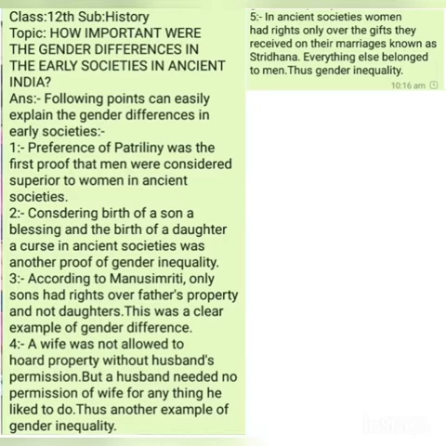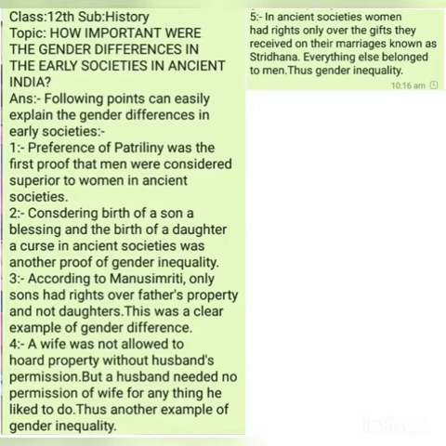Number two, considering the birth of a son a blessing and the birth of a daughter a curse in early societies is another proof of gender differences. As we have already talked about, in early societies, in early families, the parents wanted more sons and fewer daughters or no daughters. And wanting more sons and fewer daughters is in itself a proof that the males were considered superior to females, therefore talking about gender difference.